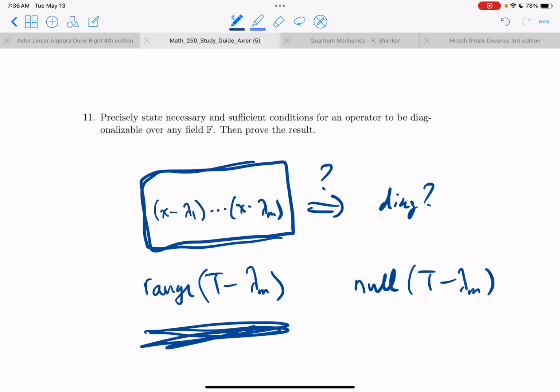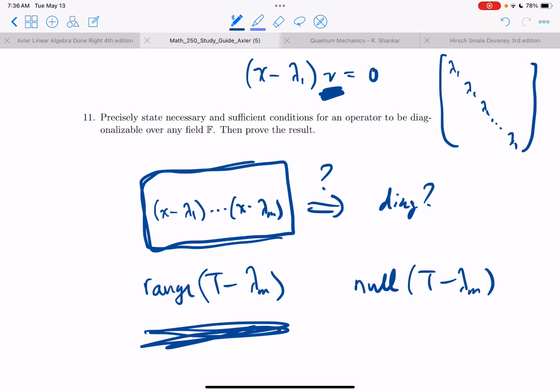If there's only one distinct factor, if your min poly is just x minus lambda 1, that's it. Well, then this is the min poly. That means that's 0 on every vector. That means every single vector gets just scaled by lambda 1. So your operator is definitely diagonalizable. In fact, it's just lambda 1, lambda 1, lambda 1, all the way down until you fill out the dimension of the space. And so that's the base case.